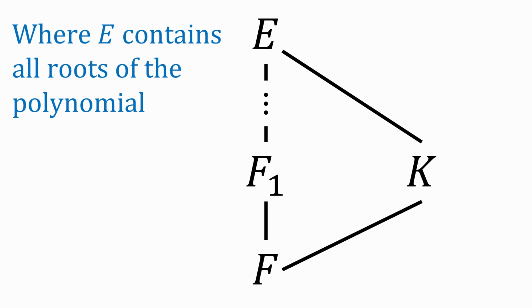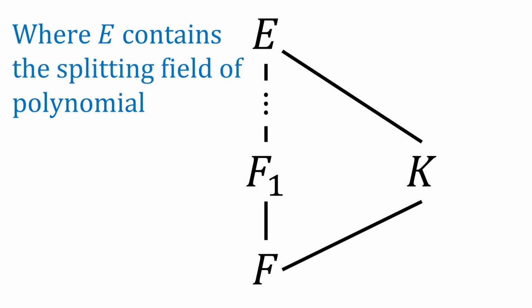Now the final formal definition for solvability by radicals is: a polynomial is solvable by radicals if there exists a radical extension E from the base field F, which contains the splitting field of the polynomial. By this definition, every quadratic is solvable by radicals.